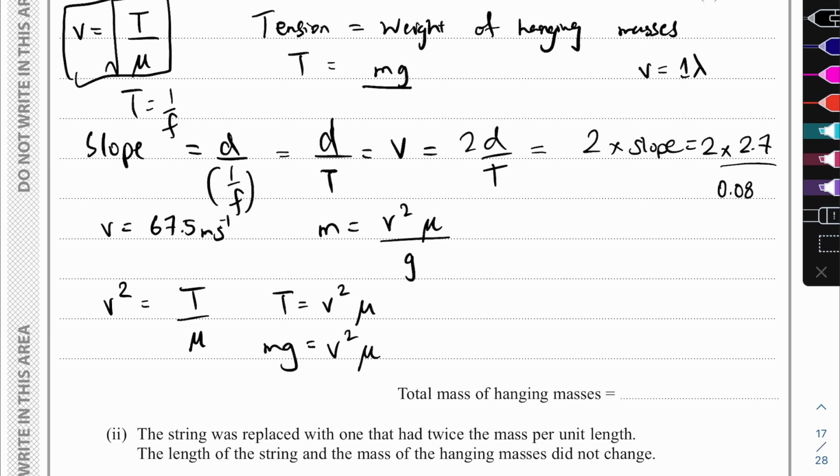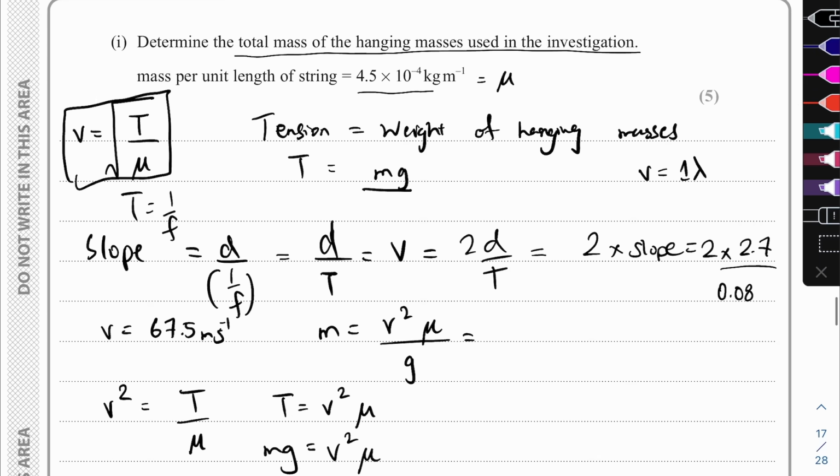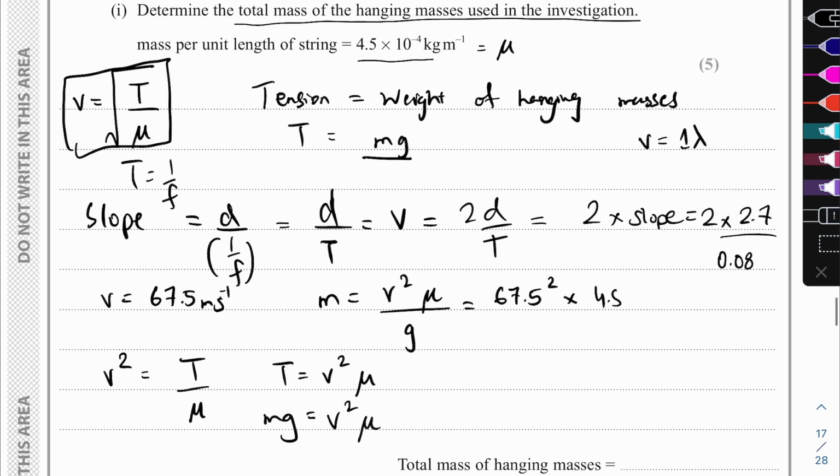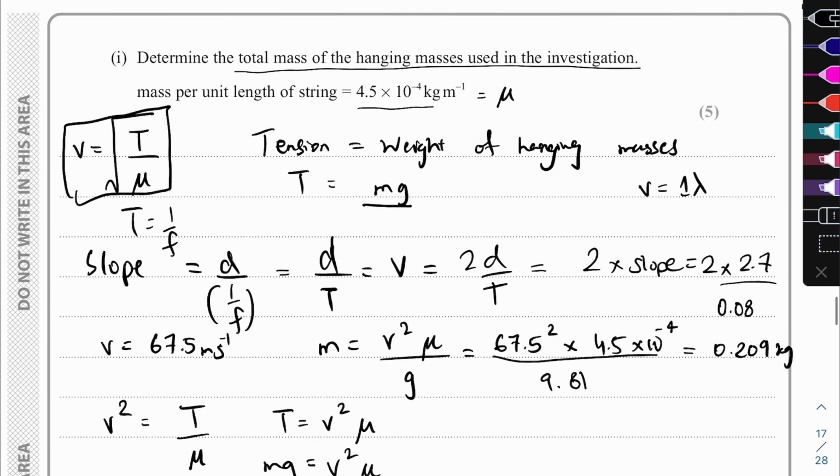So now we just substitute what we know. Do we know the velocity? Yes, we do. It's 67.5 squared multiplied by the mass per unit length, which is 4.5 times 10 to the power of negative 4, all over 9.81. The calculator gives us 0.20900 kilogram.